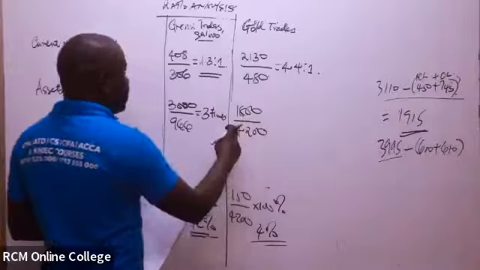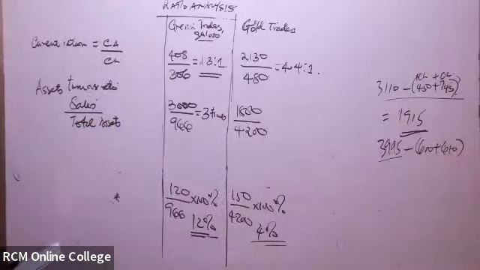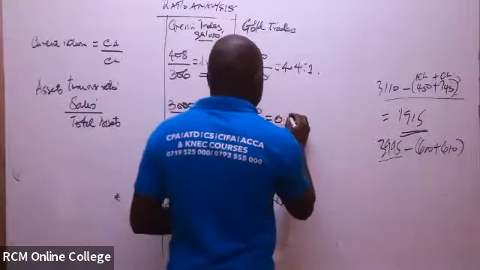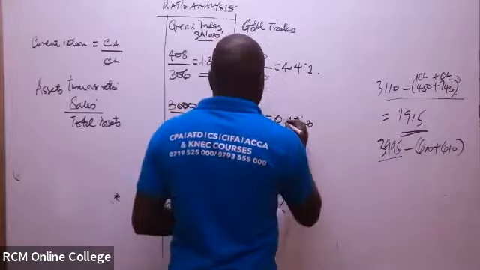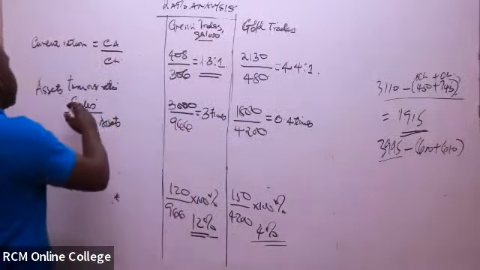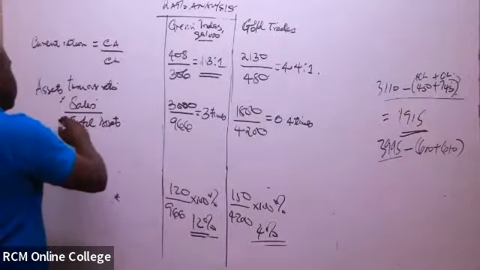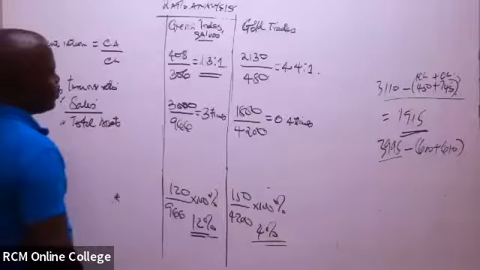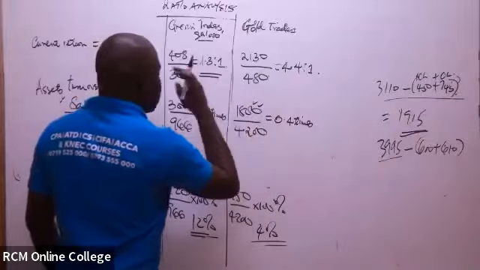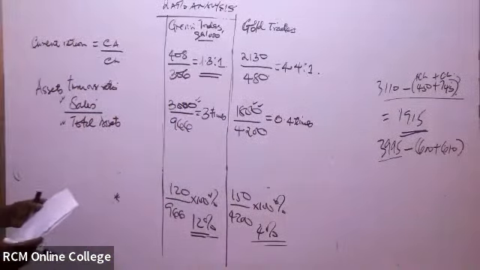What about for Gold Traders? 1,800 over 4,200, so it is 0.4 times. Green Traders are effectively utilizing their assets to generate sales revenues, compared to Gold Traders. It basically looks at how effectively you are utilizing your assets to generate your sales.